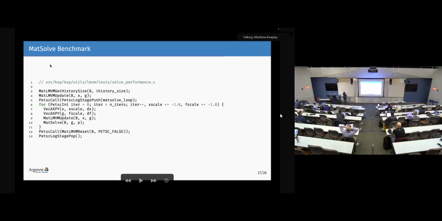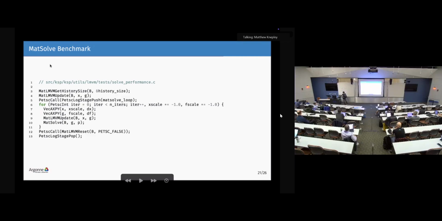Okay. These are some benchmarks. So it's in the KSPLMVM test right now on the main. That's the main. It's pretty simple. We set some history size, and then you update it, and then you iterate over some sort of vec xp, and then vec on the x, and then g, and then you push it into your LMVM matrix, and then you just solve it and iterate over. Nothing special about this.